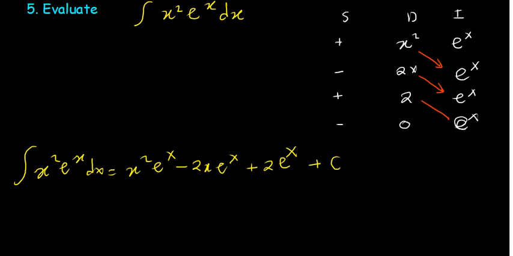So you can see here that e to the power x is common, so we can factorize out e to the power x. We are going to remain with x squared minus 2x plus 2, and then we simply have a c at the end. So that is going to be the integral for this one.